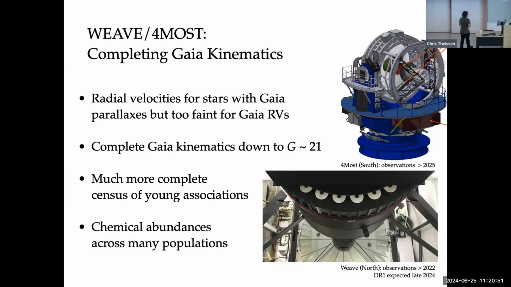So this will make it possible to run, for example, clustering analyses on full 6D velocities to much further distances, but most importantly, on all the M dwarfs in the neighborhood. So maybe we'll find even more new moving groups.